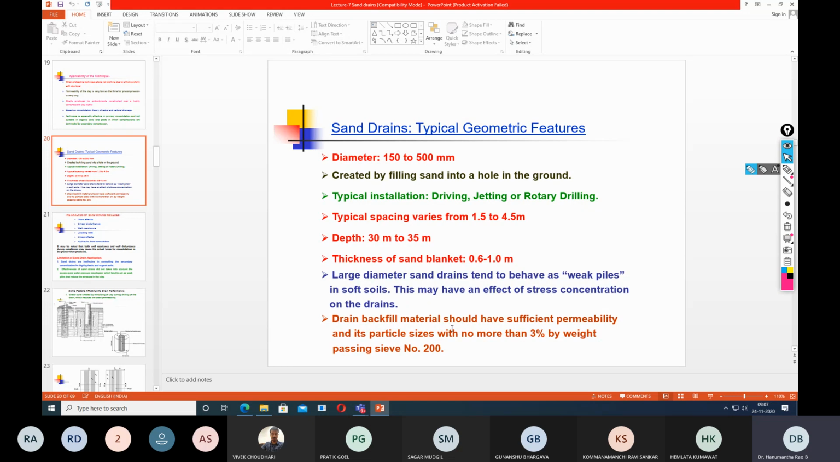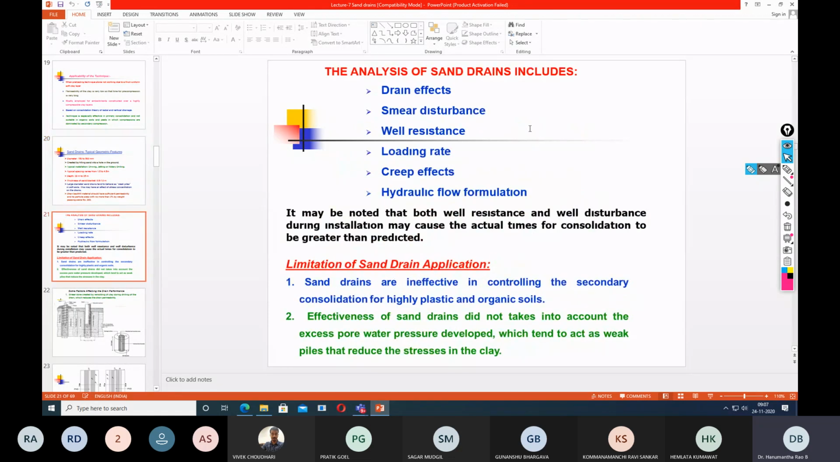This is some information about the drain backfill material. It should have sufficient permeability. As per some guidelines, the contrast in the permeability between the sand and the clay should be at least 1000 times. The backfill that you are going to use for filling should not have more than 3% by weight of fine particles passing through sieve number 75 microns. Here are enlisted a couple of factors which can affect the performance of a sand drain, which include drain effects, smear disturbance, well resistance, loading rate, creep effects, and hydraulic flow formation.